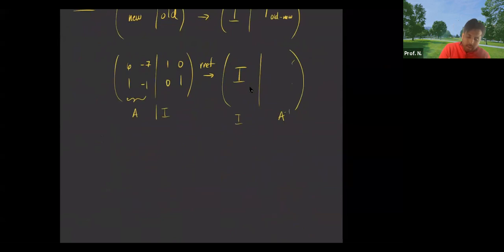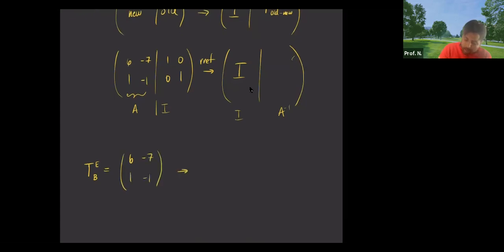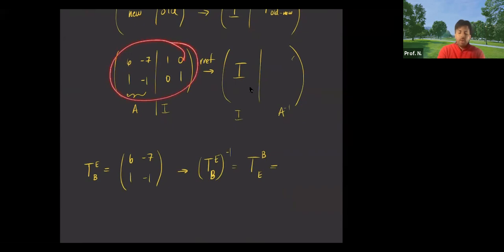So going back in time, if T from B to E is 6, -7, 1, -1, and the inverse of this matrix is the transition matrix from the other way around, from A to B, what would it be? So again, I can use my calculator to find it, or I can use the formula for the inverse of a 2 by 2 matrix. So what would be my inverse?